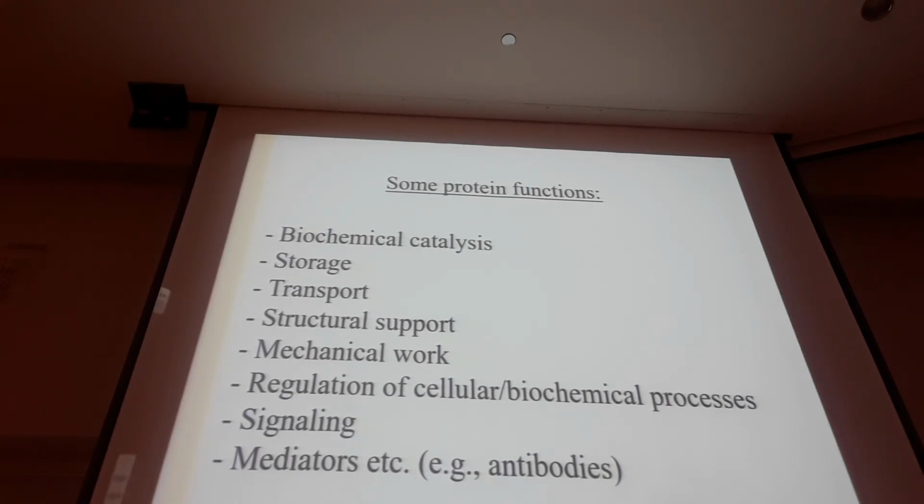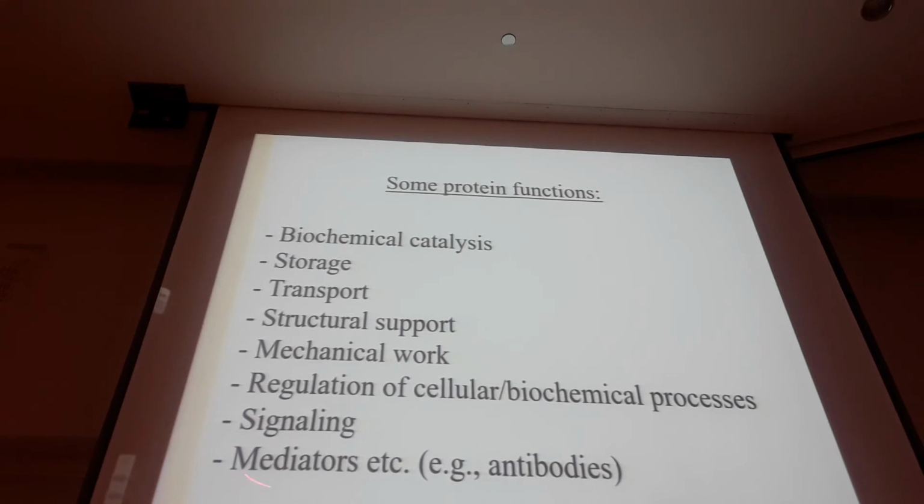But other proteins store stuff, okay? Myoglobin stores oxygen, for example, or transport molecules. Hemoglobin, for example, transports oxygen, okay? There are many proteins that provide structural support, do mechanical work, muscle movement, for example, or regulate cellular biochemical processes. So here we can talk about signal transduction cascades, for example, hormone receptors and things like this. There are many that actually participate in signaling events. So again, protein hormones, for example.